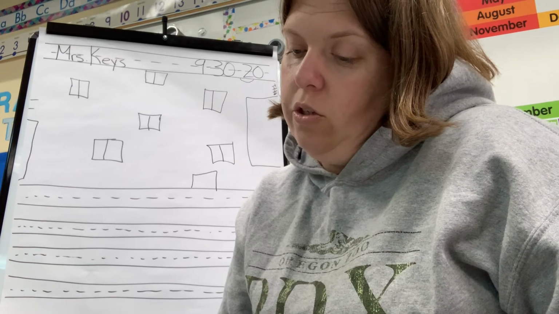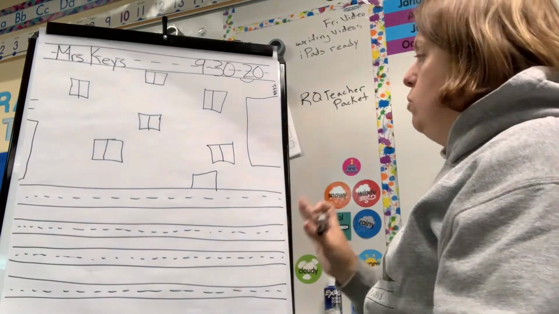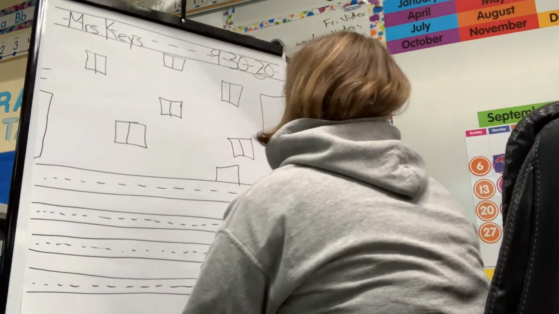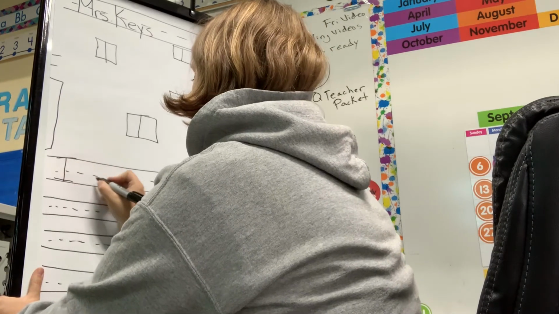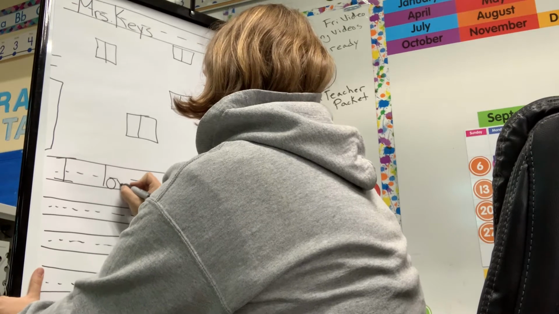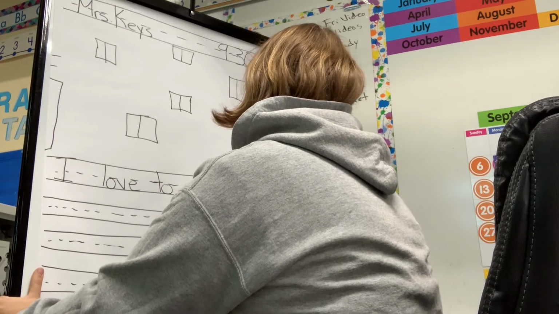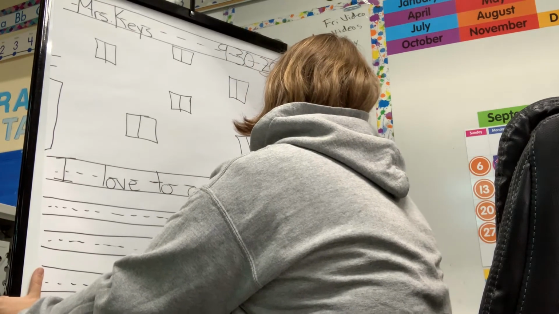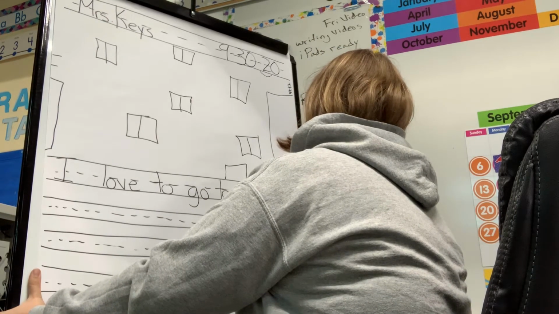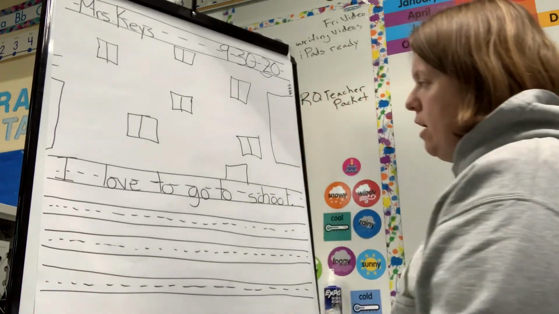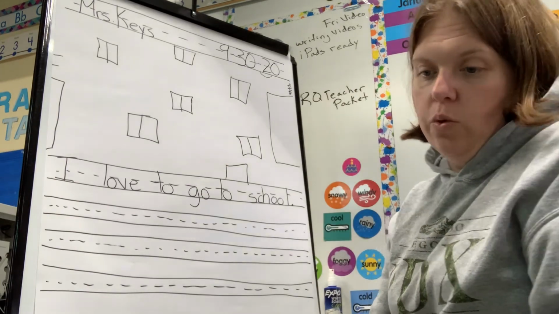Okay, so we are going to go through and we are going to write some sentences. The first one is, I love to go to school. Here we go. I love to go to school. Period. First thought. I did a capital at the beginning, a period at the end. I love to go to school.